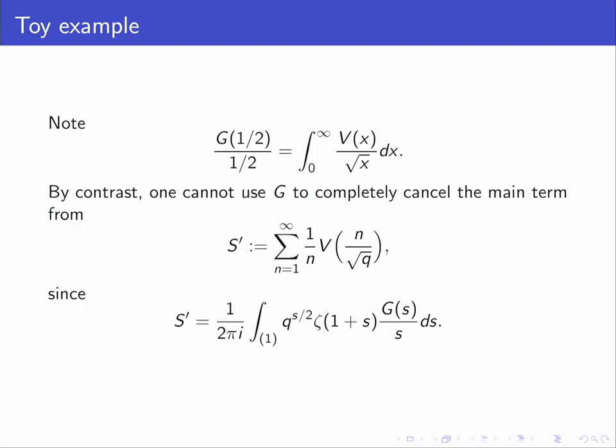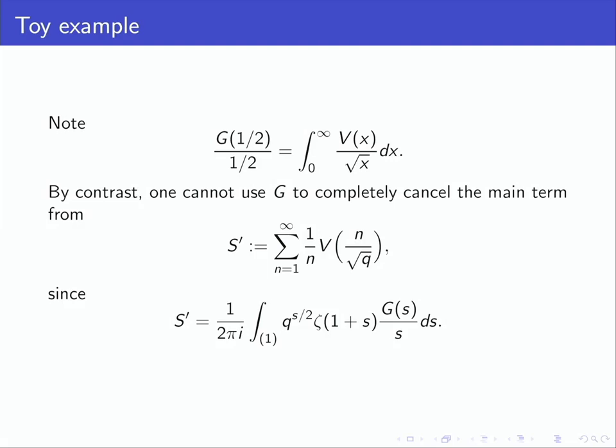So right, one thing I guess to regroup on is, this g of a half over a half by the Mellin inversion formula is just the integral of v of x over square root of x. So g of a half over a half, which is the same as g of a half vanishing, means that this integral vanishes. So the sum is approximated by the integral, and the integral happens to vanish.